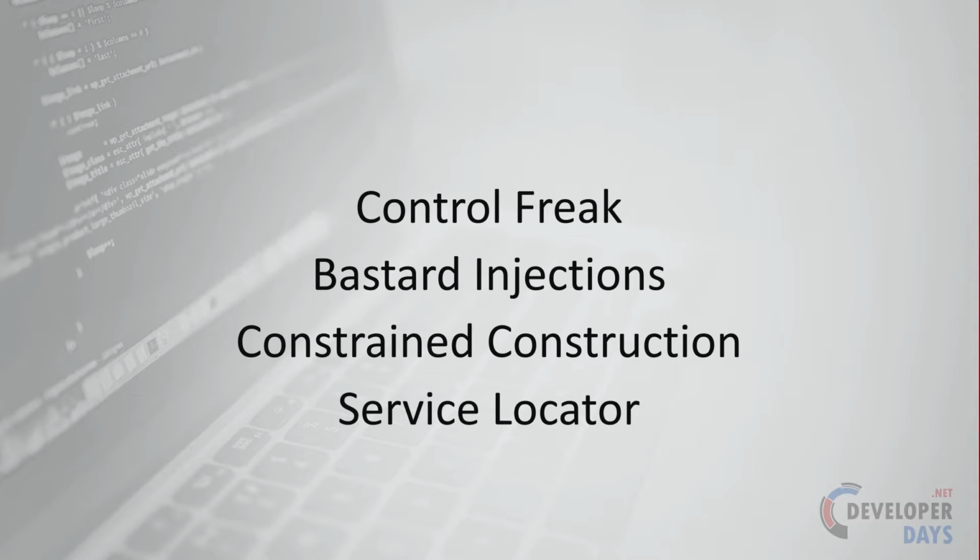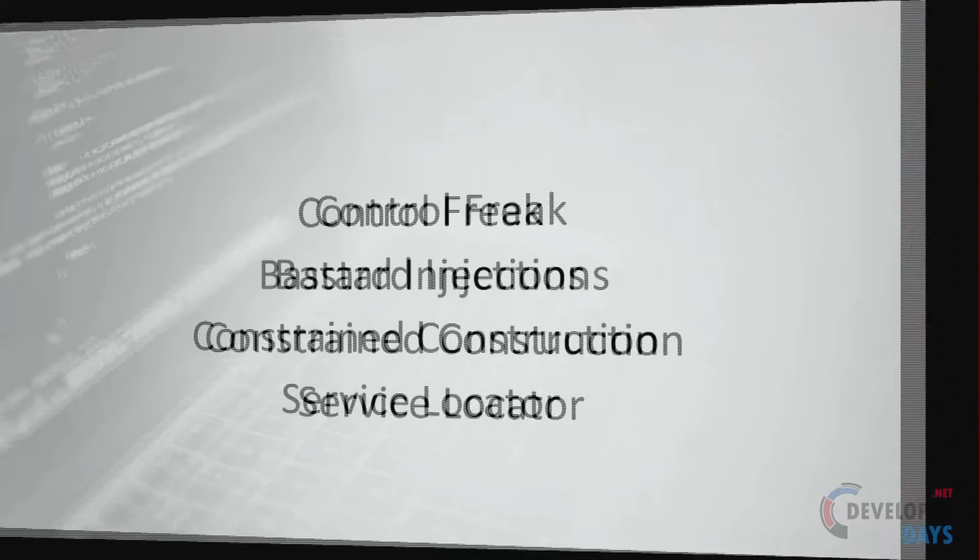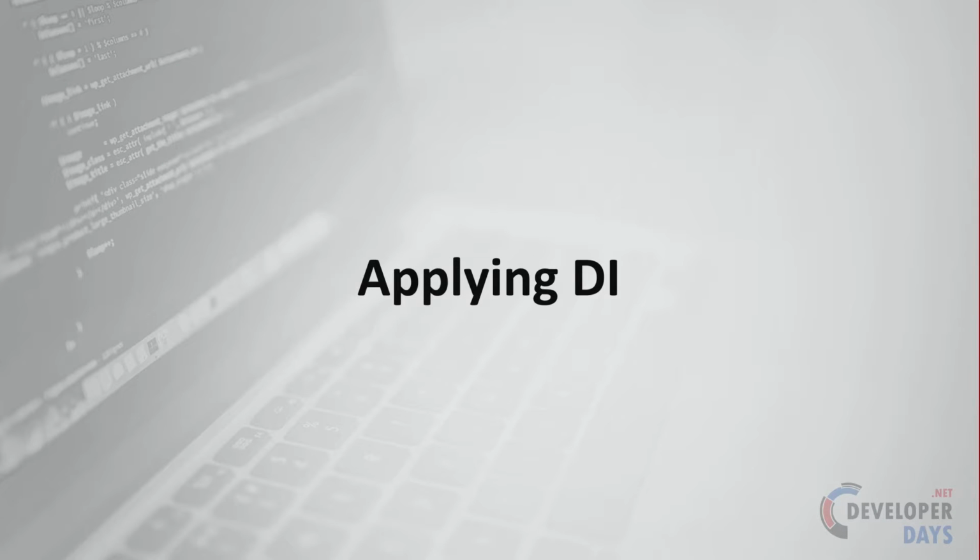So we do have a few anti-patterns, and those are not all of them. There are a lot of other anti-patterns, but these are the most common ones that you might be seeing in the code bases. So the next question is, okay, I know the patterns, I know the anti-patterns. What is the journey of applying dependency injection in my code base?